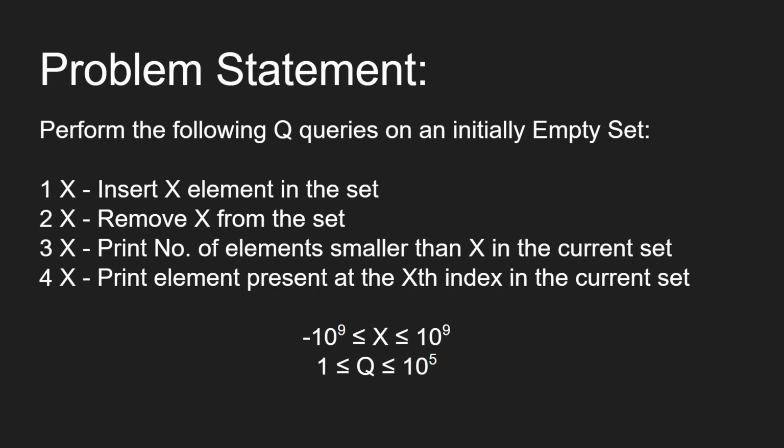And the fourth type of query is to just print the element at the xth index in my current set. Now, like I said, if I'm talking about a set, it has to have a certain order. It can be an increasing, a decreasing order, or anything that is defined by you, right? So in the fourth query, you just have to print the xth element. So if I tell you that the set has 2, 3, 5, and 6, and I say that you have to find the element at the first index, that would be 2. At the second index, that would be 3. At the third index, that would be 5. And similarly, at the fourth index, that would be 6.